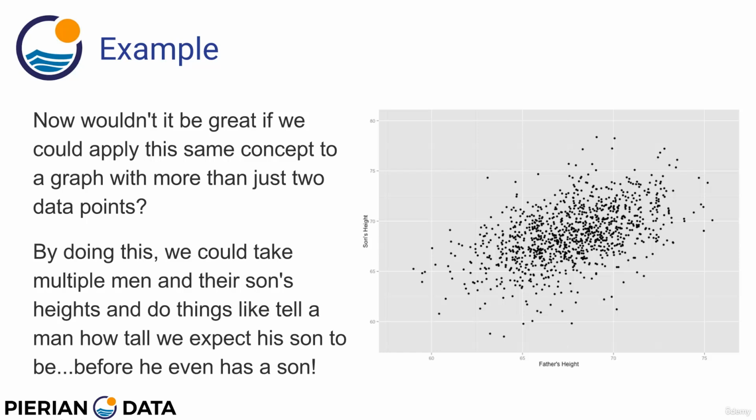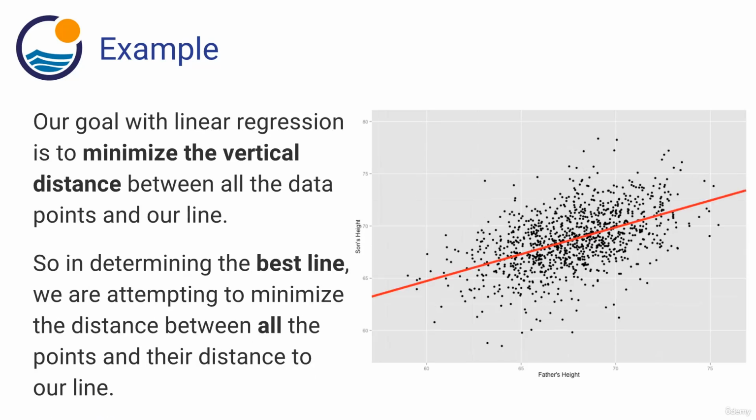Now, wouldn't it be great if we could apply this same concept to a graph with more than just 2 data points? By doing this, we could take multiple men and their sons' heights and do things like tell a man how tall we expect his son to be before he even has a son. And this is the idea behind supervised learning. We're going to have a bunch of labeled data points, create a model, in this case a linear regression, and try to take unlabeled data, such as a father's height, and spit back out labeled data, our prediction of the son's height.